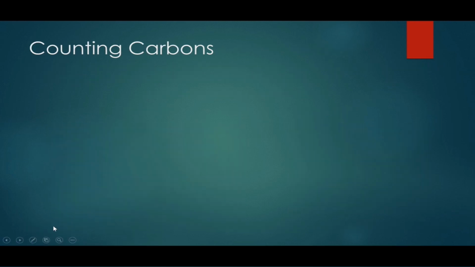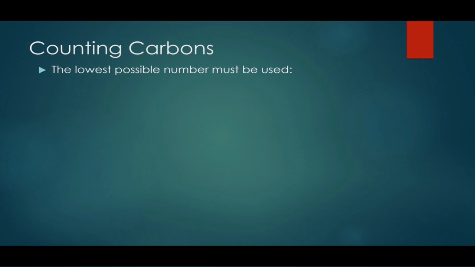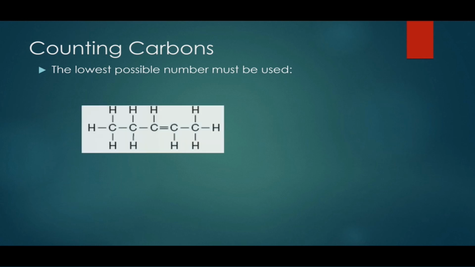Counting carbons. When you're counting your carbons and numbering your double and triple bonds, you always have to use the lowest possible number. So here we have an example. Notice the double bond in the middle of the structure. If we were to count from left to right, we would have 1 carbon, 2 carbons, 3 carbons, 4 carbons, 5 carbons. And we would call this 3-pentene.